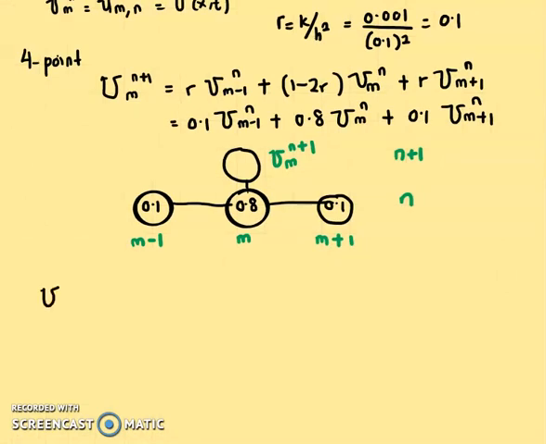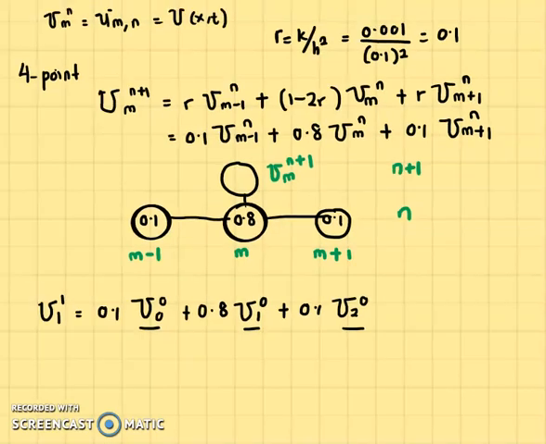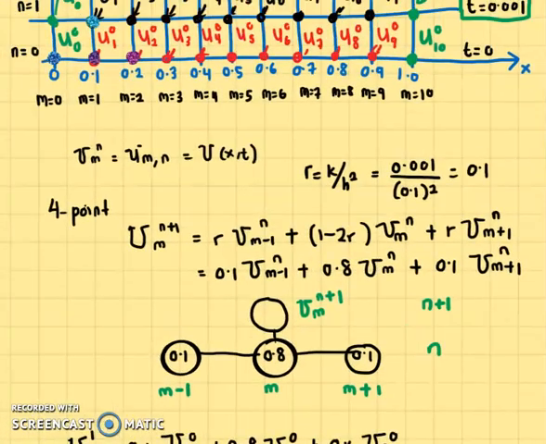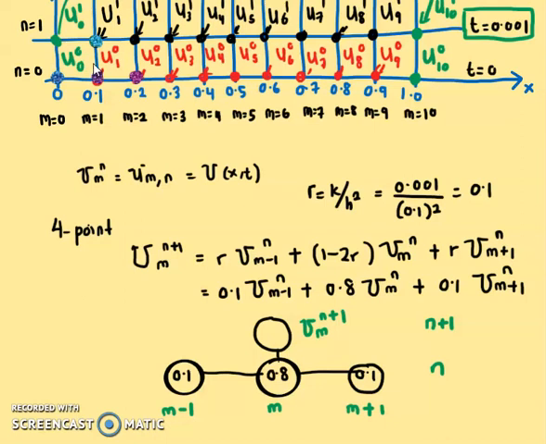So we have u11, which is 0.1 u00 plus 0.8 u10 plus 0.1 u20. Now these values are from the initial condition that we obtained earlier on. See the initial condition when x equals 0.1, x equals 0.2, and x equals 0. Okay, now how do you find u21?